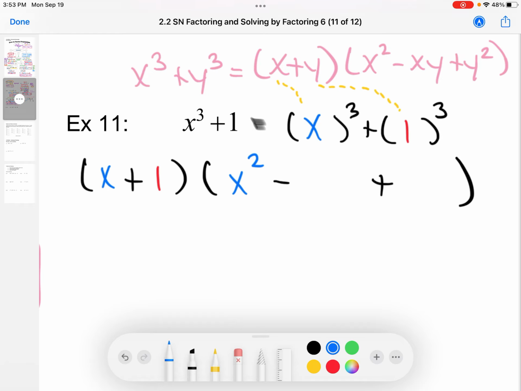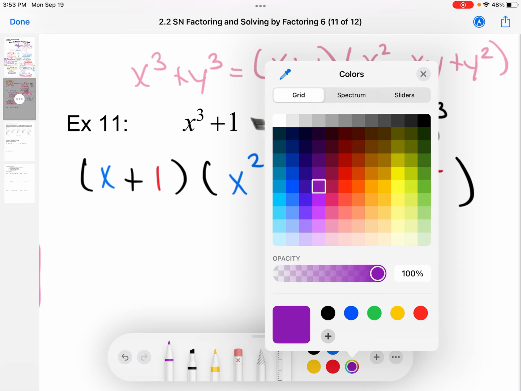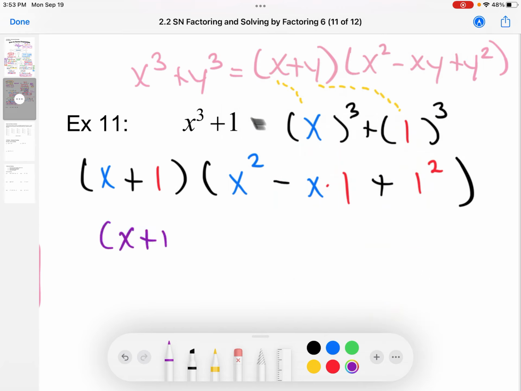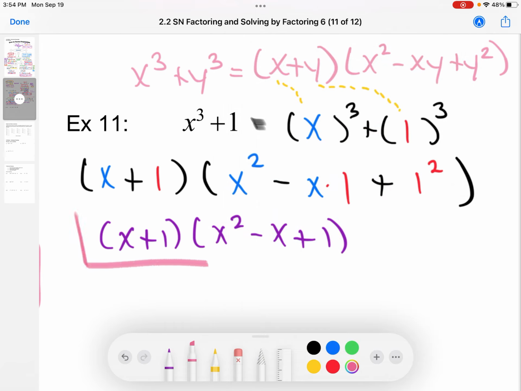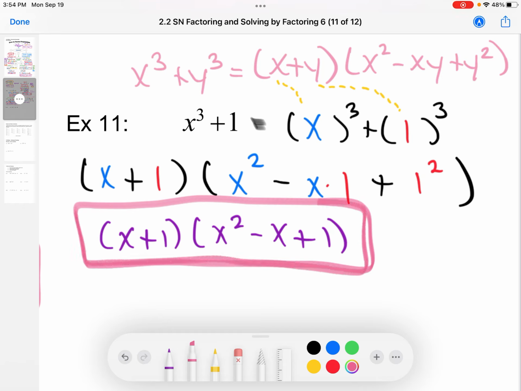That first term will be x squared. That second term will be x times the 1. And that last term will be 1 squared. Plugging in the x for x, plugging in the 1 for y. So when we clean this up, we get x plus 1 times x squared minus x plus 1. Check the two-term factor. If it's perfect squares or cubes, it would factor more. It's not in this case, so we are done here.